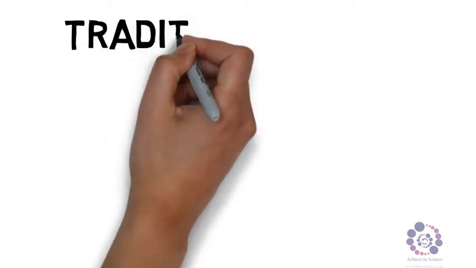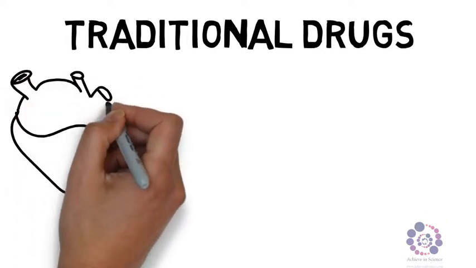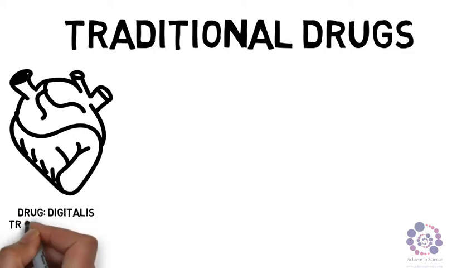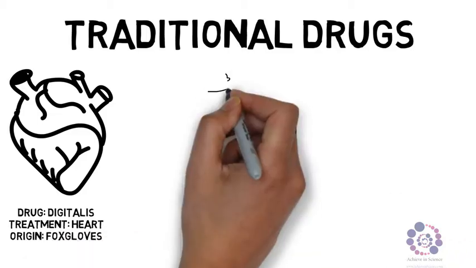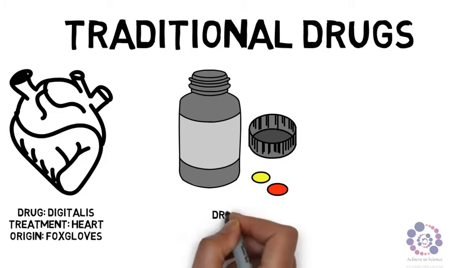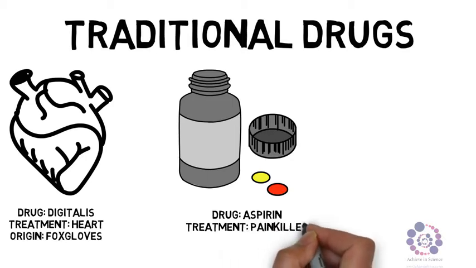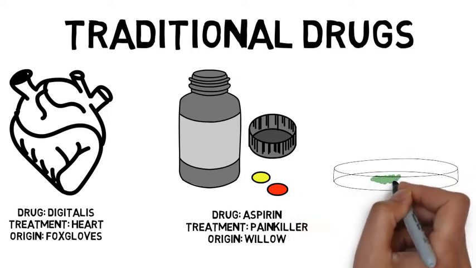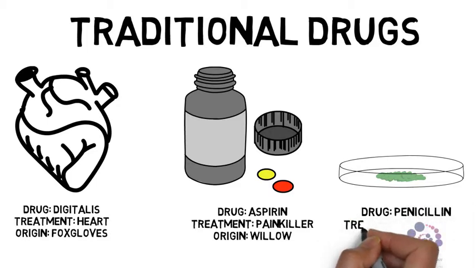If we look at some of the traditional drugs, the first one we can look at is digitalis. This is used for heart problems, and its origin is from foxgloves. We look at the second drug, aspirin, used daily as a painkiller. Its origin is from willow. And our third drug is penicillin. This is well known, and it is an antibiotic used to kill bacteria. Its origin is from mold.